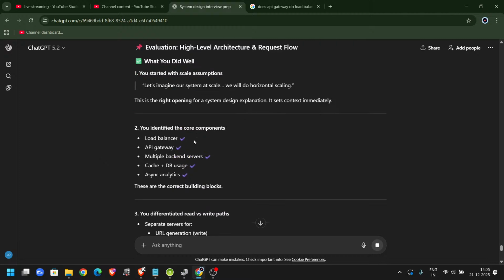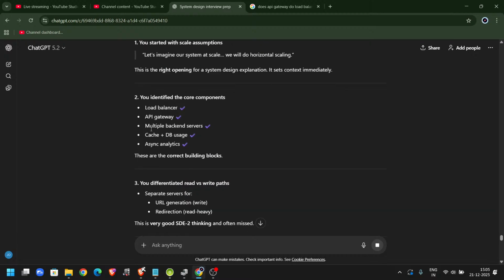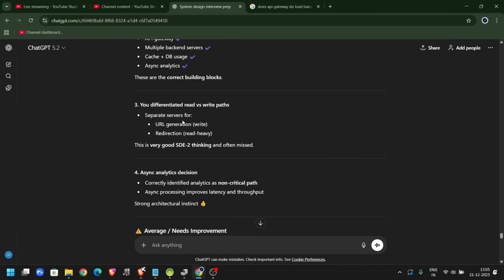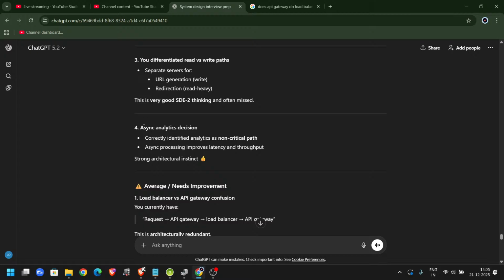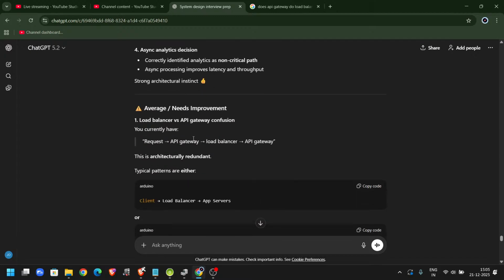Okay, you identified the core components: load balancer, API gateway, then multiple backend servers, cache plus DB usage, async analytics. Correct building blocks. Okay, right, that's a good thing. Average load balancer versus API gateway confusion. Request API gateway.